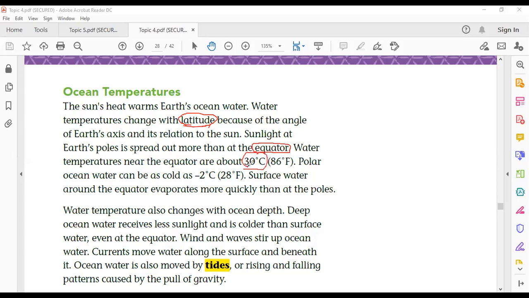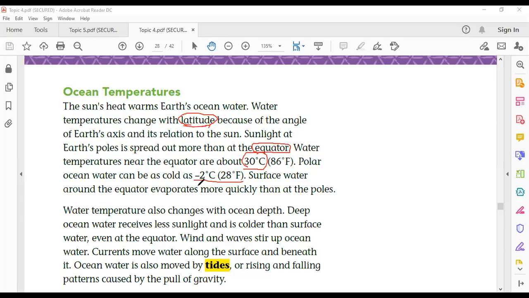But in areas close to the North Pole and the South Pole, there is a very little amount of sunlight. So the temperature of ocean water can be very cold. It can reach less than 0 degrees Celsius, -2 degrees Celsius, which is very, very cold.